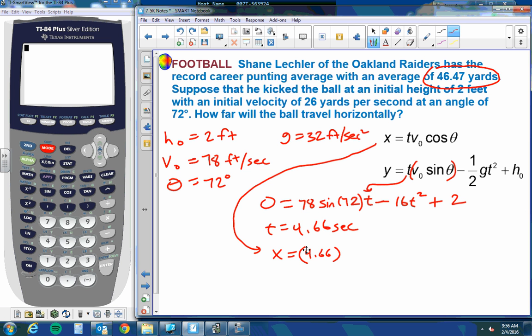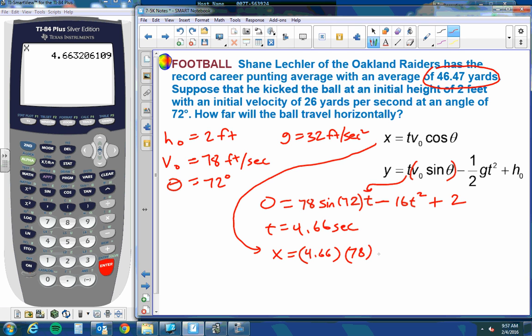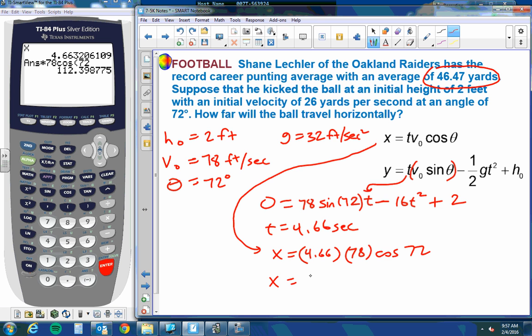Before we do this, watch this. The nice little thing is, when you calculate an intersection point, it stores it. On your calculator, press X, type X, and press enter. And you'll see it stored that value in there. And if you want the Y value, that's stored in Y. So here, you don't have to type it in. We're doing that times the 78 times cosine of the angle, but here you can just do X times the 78 times cosine of the angle. And so you get 112.4 feet.